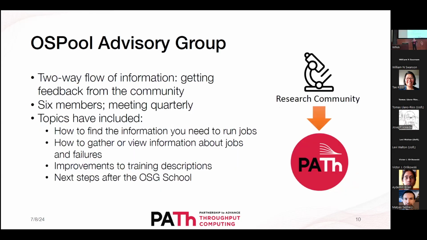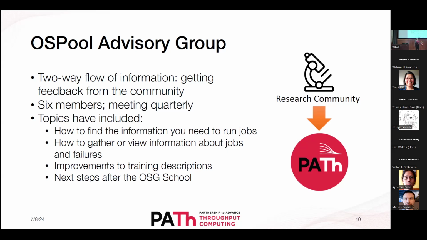So the community activities I described that the facilitation team does, that we do broadly as a project, a lot of them are us speaking to the community. So a new effort that we've started this year is providing a more formal way for members of the OS Pool community to give information to us. And so this is the OS Pool Advisory Group, putting a little bit of that translational computer science into action. This is our first year, we're trying it out.